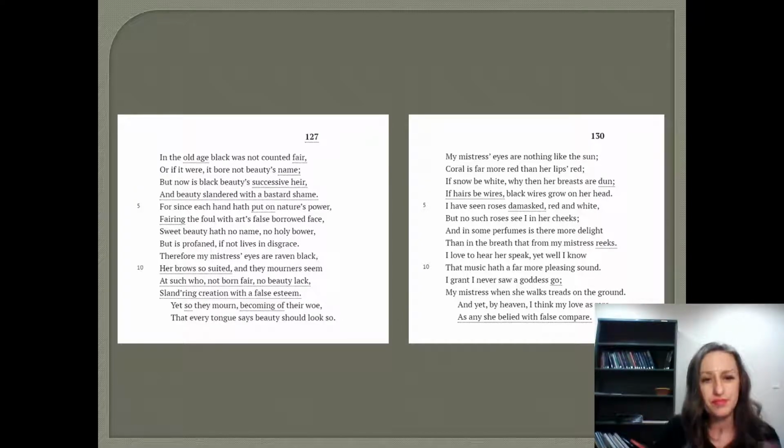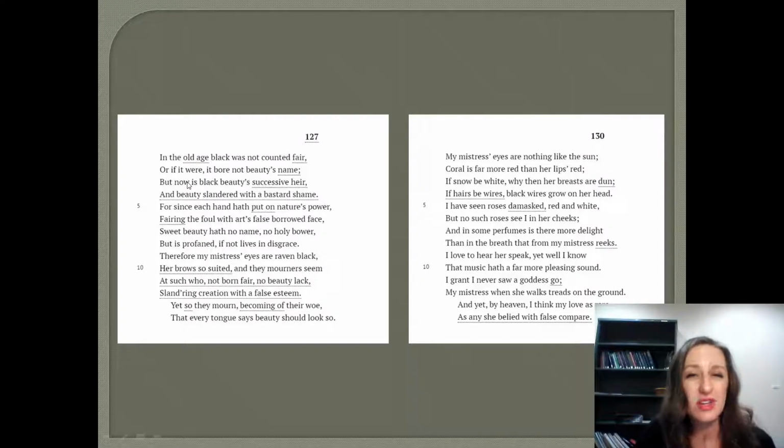Okay, so Shakespeare's actually using the word black here to describe his mistress. And yes, mostly the eyes, my mistress's eyes are raven black, but so is her brow so suited. So the question sort of boils down to, what does he mean by black?